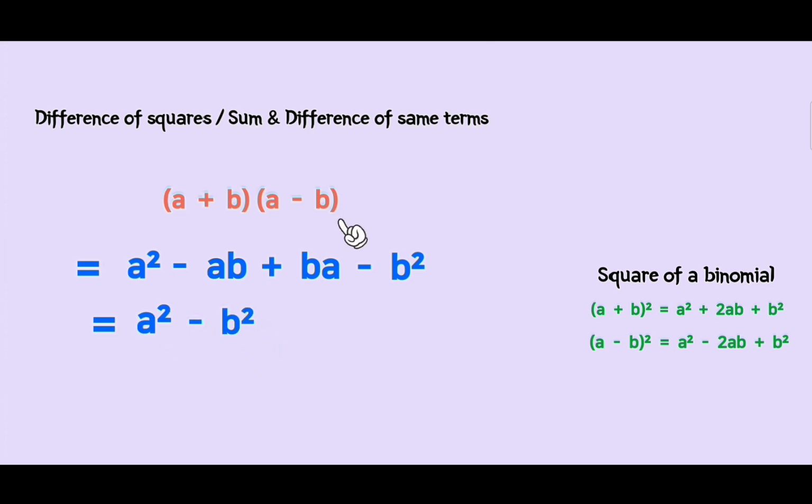So when you see a pattern like this, all you have to do is multiply the first terms together and the last terms together. You don't have to worry about the inner product and the outer product because those are going to cancel out. We are going to do some examples, you will see how that works.